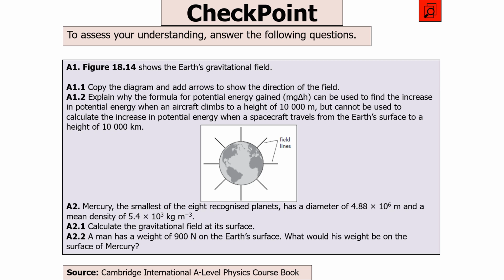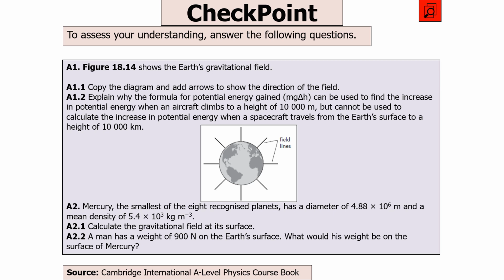Copy the diagram and add arrows to show the direction of the field. Explain why the formula for potential energy gained, mg delta h, cannot be used to find the increase in potential energy when an aircraft climbs to a height of 10,000 meters, but cannot be used to calculate the increase in potential energy when a spacecraft travels from the Earth's surface to a height of 10,000 kilometers.